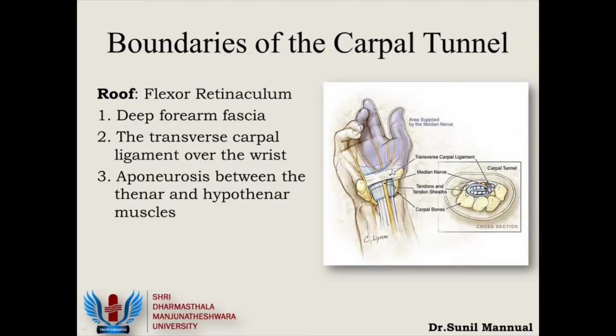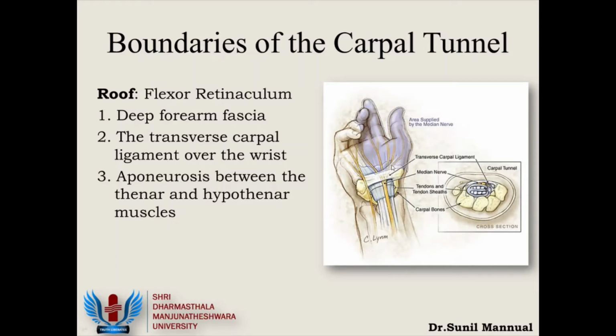He also has to take great care to ensure that the deep forearm fascia that is in touch with the transverse carpal ligament, as well as the aponeurosis between the thenar and the hypothenar muscles, is also released. Otherwise, just releasing the transverse carpal ligament over the wrist would lead to incomplete decompression of the carpal tunnel, and therefore incomplete decompression surgery, and therefore can lead to a failed surgery.